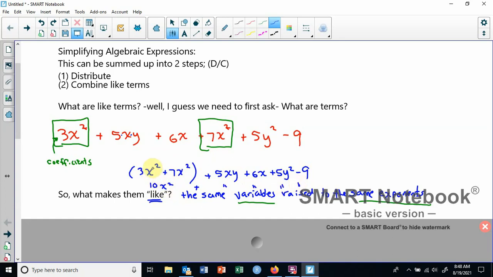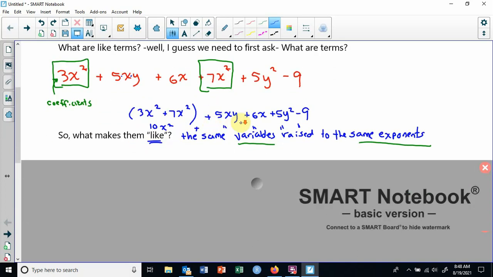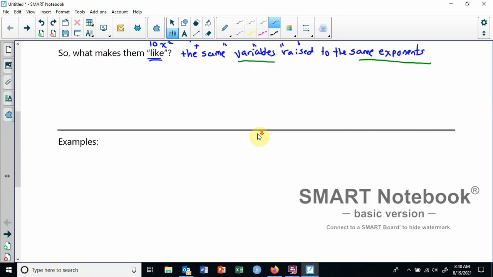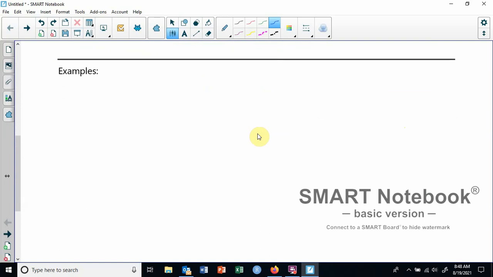So notice I leave the exponent and the base alone whenever I combine my like terms. 3x squared, 7x squared, that becomes 10x squared, because they have to have the same variables and exponents, and then I combine them and they're still the same variable and exponents. So that's kind of like, wait, that's done for the lesson today? Not really, we have to do examples, but that's all you need to know.